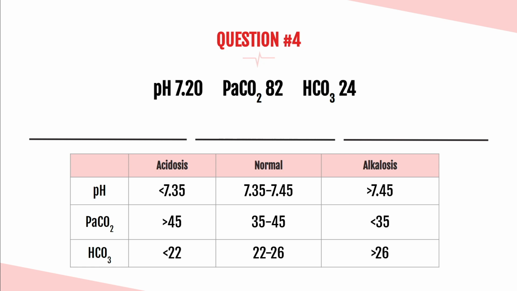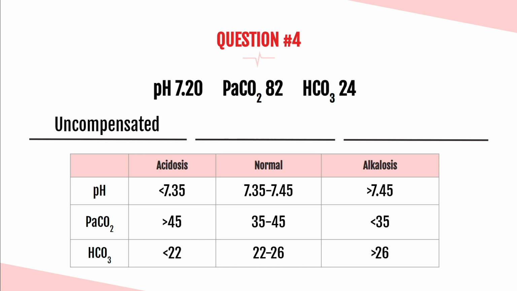Question number 4. We've got a pH of 7.20, a PaCO2 of 82, and an HCO3 of 24. Let's start with our pH. Is it normal or is it abnormal? A pH of 7.20 is not normal. So our first name is uncompensated. Now let's figure out our last name.